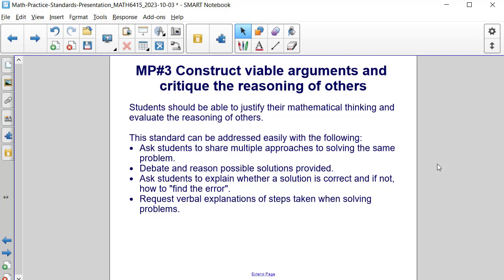You can also ask students to explain whether a solution is correct, and if it's not, how they find the error or how they know the reasoning is incorrect. Sometimes in classwork, homework problems, even an assessment question or a formative assessment question, it will show sample work for how a student found an answer, and you have to explain whether or not the student is correct and explain. Those are classic math practice standard number 3 questions. And the last type is to request a verbal explanation of the steps taken when solving problems.